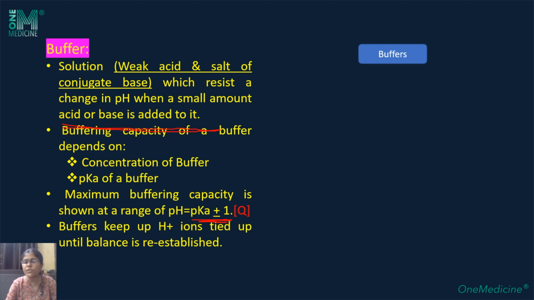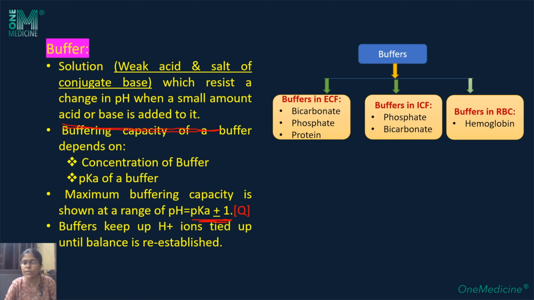Now, what are the types of buffer that are present in our system? They are present in the extracellular fluid, they are present in the intracellular fluid, and they are present in the RBC. Buffers that are present in the extracellular fluid are the bicarbonate buffer, phosphate buffer, or the albumin. To be more specific, in some books it is also given as protein as buffer.